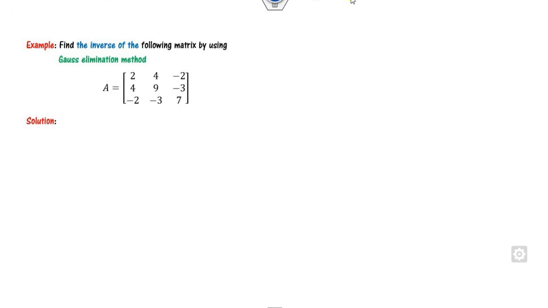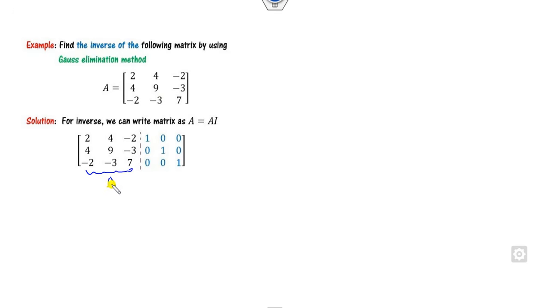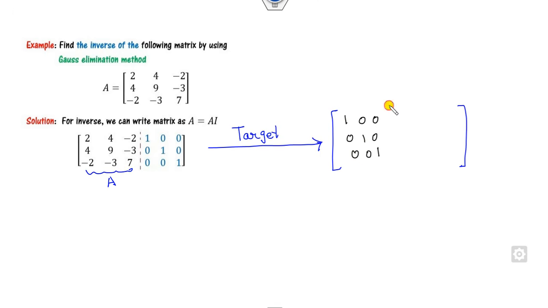Look at this other category: how do you find the inverse of the matrix A by using Gauss elimination? That's very simple. The simplest way is to use the identity matrix. So I can write this matrix here: the first part is my A and the next part is my I. Then your target is to convert this matrix into this form, where the first three columns are the identity and the next values are the updated values.